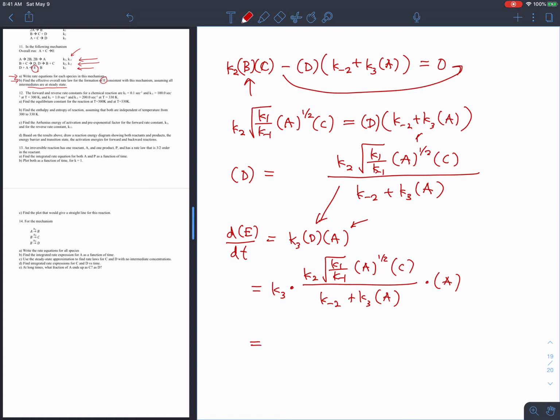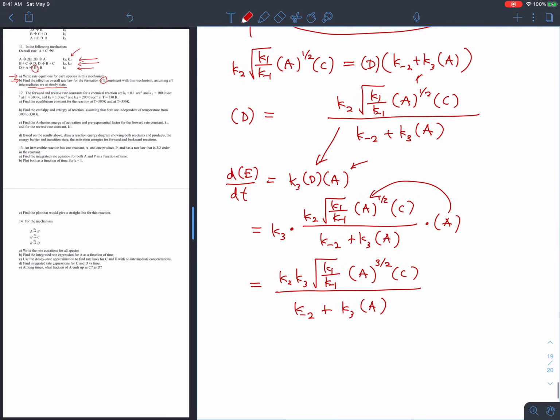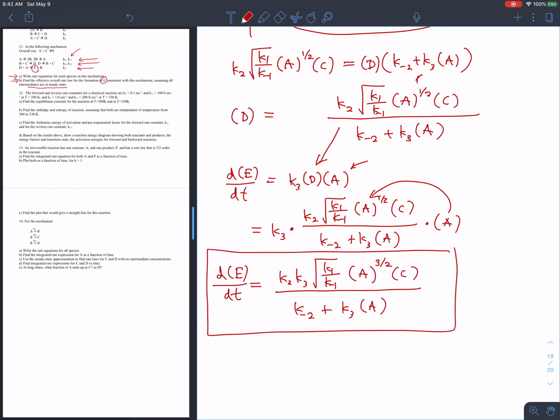And there's a little bit of simplification we can do, not too much though. I'm just going to multiply this A times that A to the 1/2 and get an A to the 3/2 power. So it's k2 times k3 times the square root of k1 over k minus 1, A to the 3/2 power, times C over (k minus 2 plus k3 times A). And that is our rate law in the steady state approximation for this particular mechanism. And I think we're done.